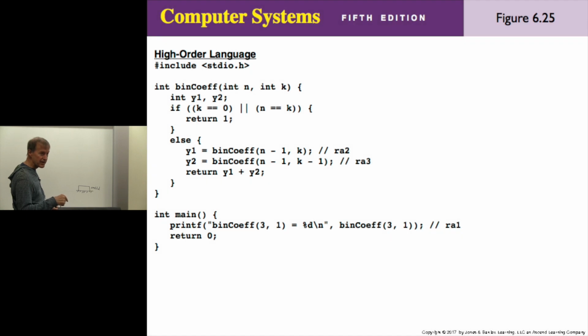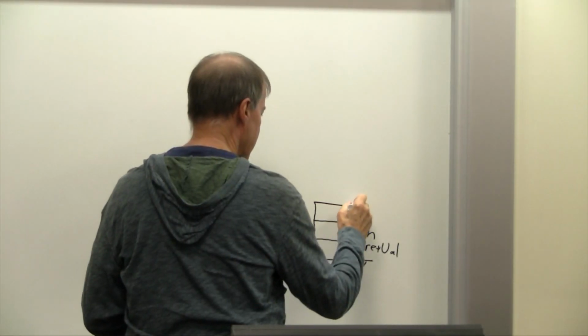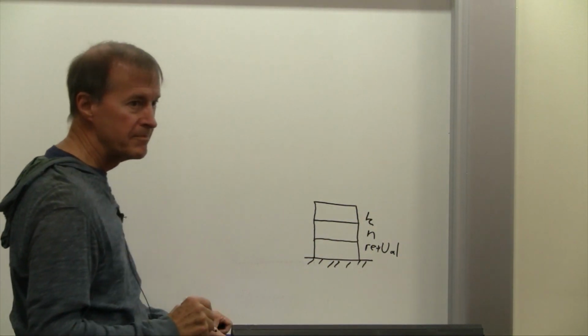Then what will be next on the stack? The parameters, right? And what are the actual parameters? Yeah, the actual parameters are 3 and 1. Those values will be pushed on, but then how do we label them? We label them with the formals. So this is what? N is correct, and this is what? K. Now, is everybody clear on that?